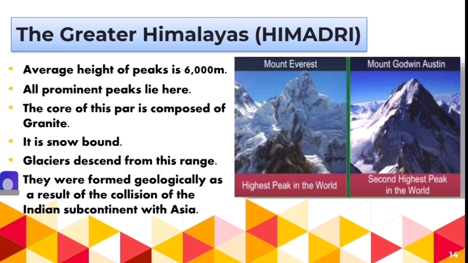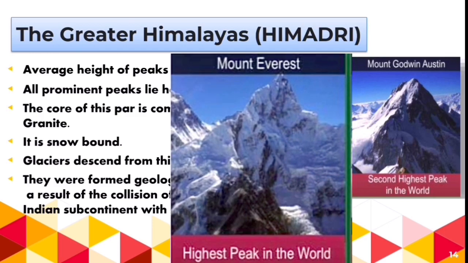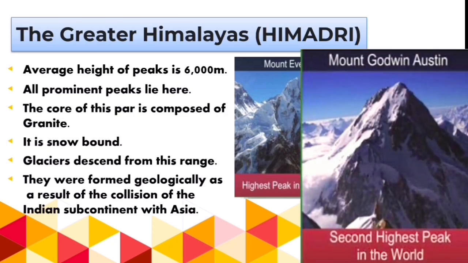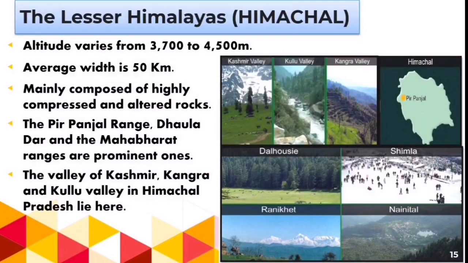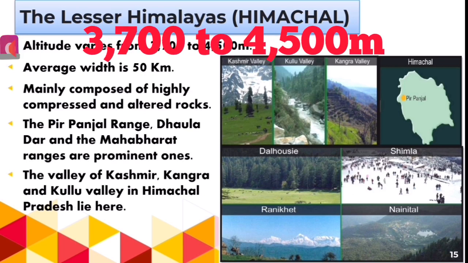They were formed geologically as a result of the collision of the Indian subcontinent with Asia. So you can remember from your previous class how the collision led to the formation of Himalayan mountains. You can see the highest peak in the world is Mount Everest, but the second highest peak in the world is Mount Godwin Austen.